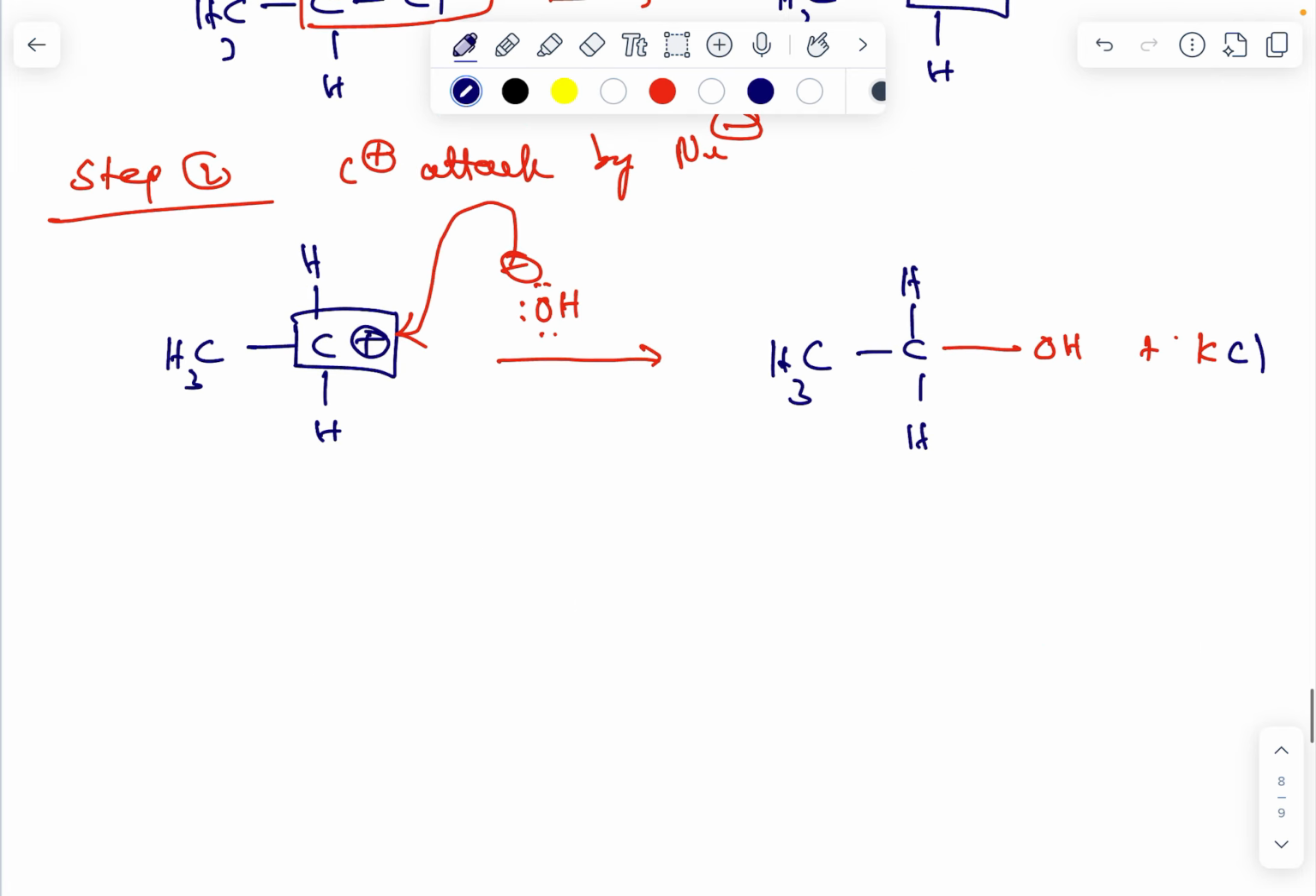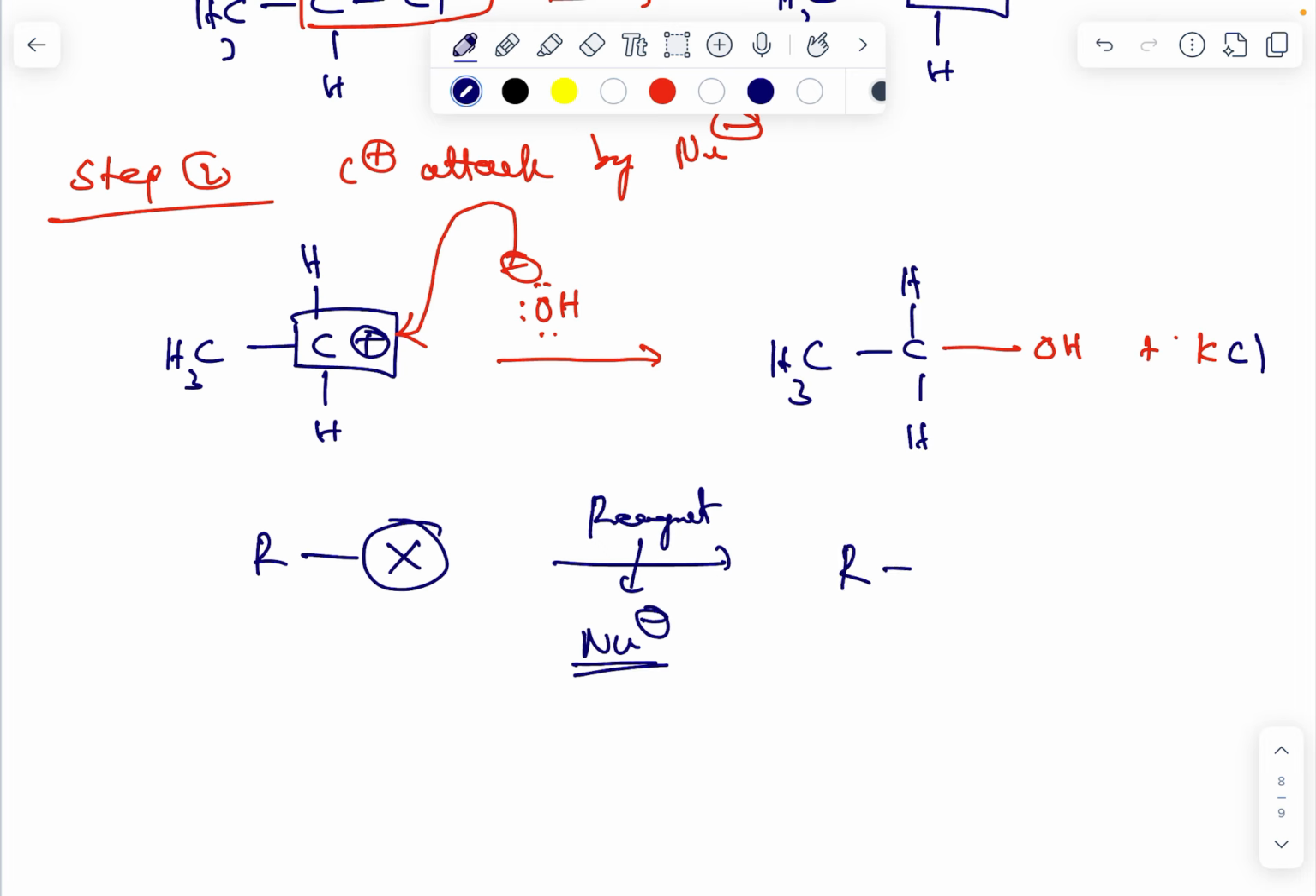So whatever alkyl halide it may be, from the reagent you need to identify what type of nucleophile will be formed. Instead of this halide, you can replace it with the nucleophile. You get the product of the reaction.